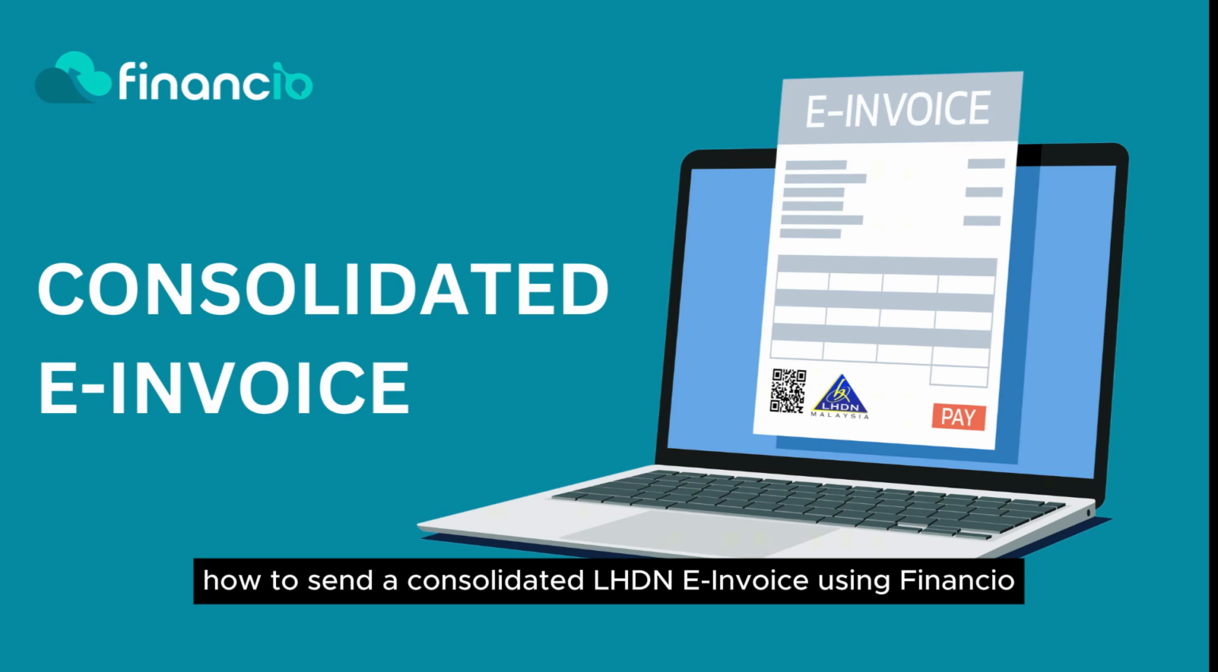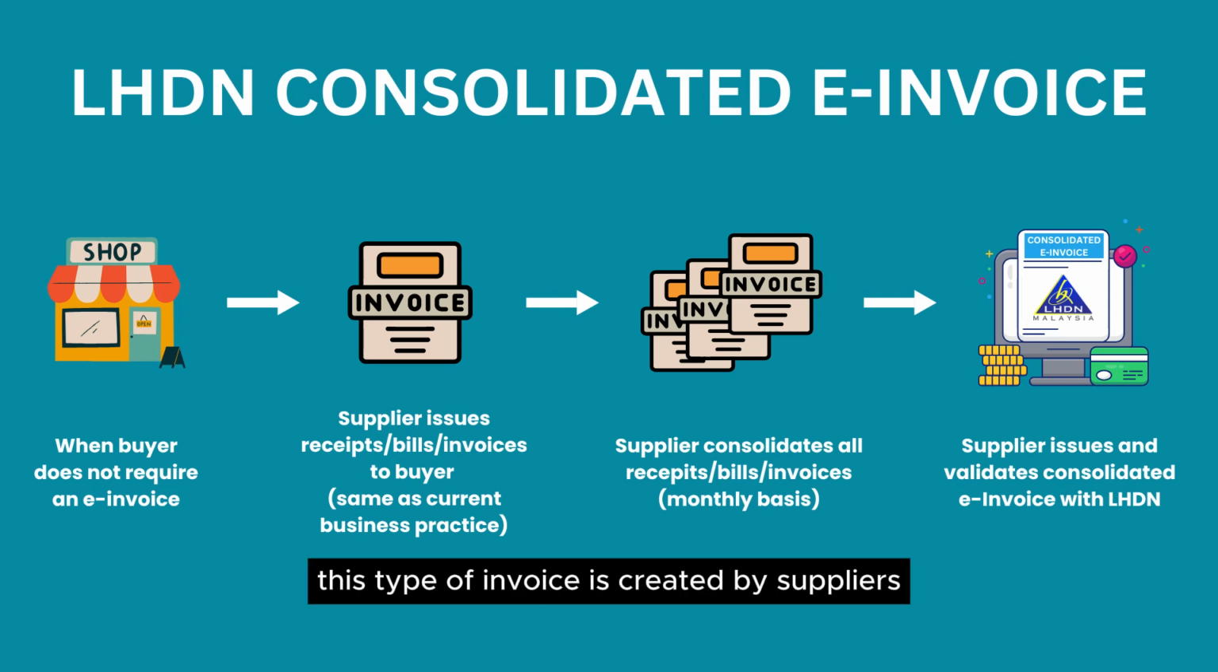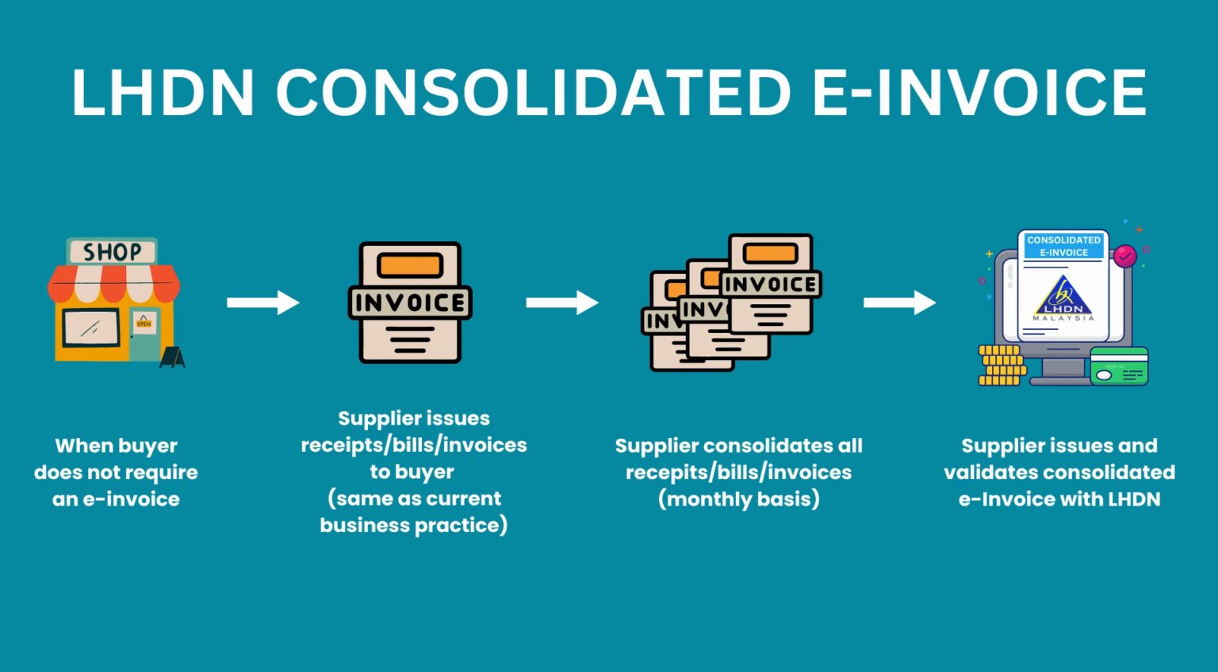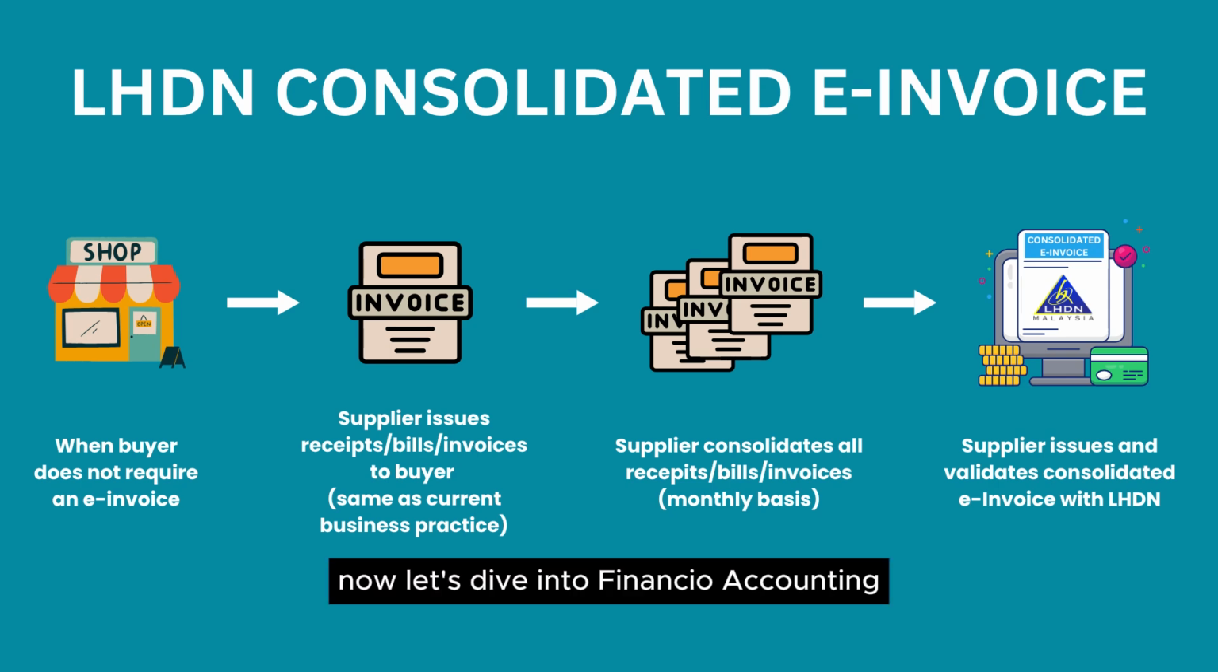First, let's recap what a consolidated e-invoice is. This type of invoice is created by suppliers when the buyer doesn't require an e-invoice at the time of the transaction. Instead, suppliers provide standard receipts, bills, or invoices, which they later combine into a single consolidated e-invoice. Now, let's dive into financial accounting.